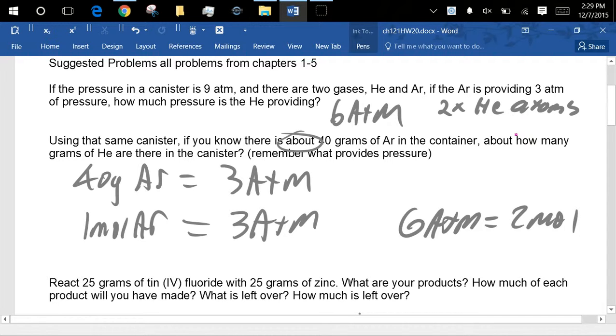Okay, so what's the answer? Or sorry, I must have 2 moles of helium. Are we okay with that? Are we following this logic so far? What's that eyebrow for? That is a no. Okay, so are you with me with that first step there, that 40 grams is 3 atmospheres?